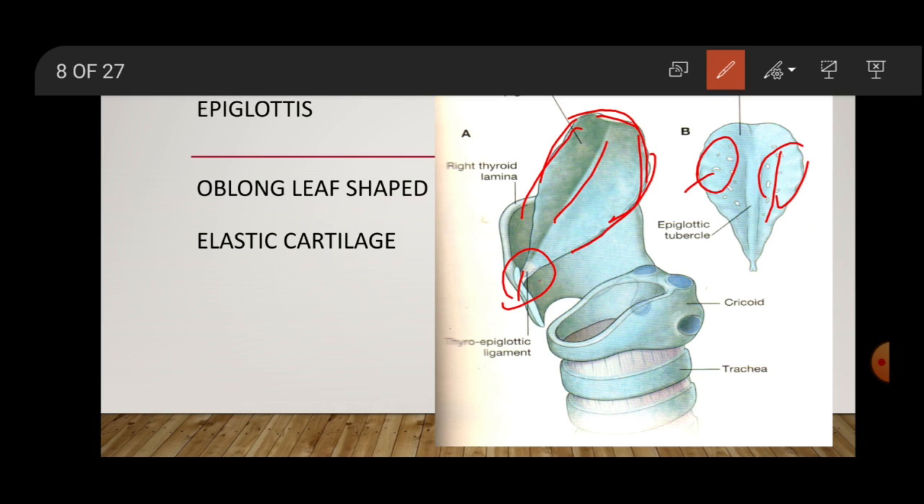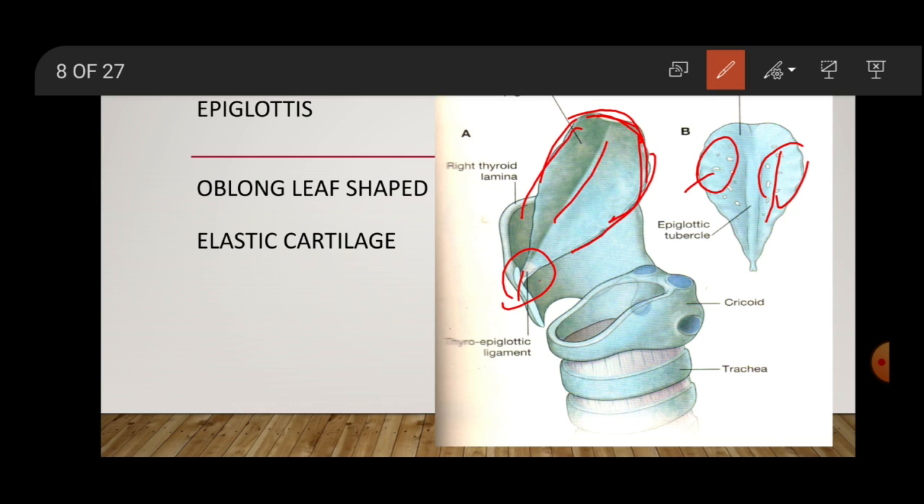So that's about the epiglottis. The epiglottis is a leaf-shaped structure, a single cartilage. It forms the anterior wall of the laryngeal inlet, and it has an upper end which is broad and free, and a lower end which is narrow and pointed, and it is attached to the thyroid cartilage by the thyroepiglottic ligament.